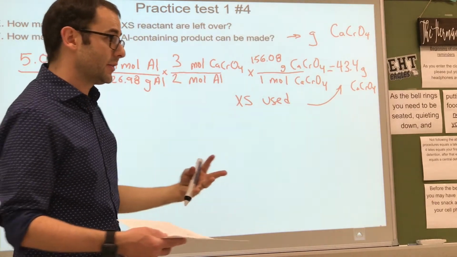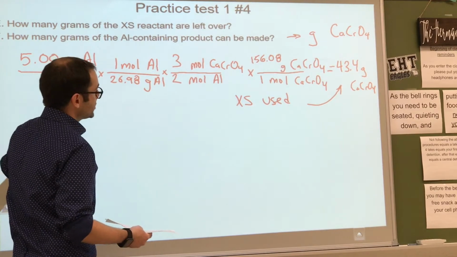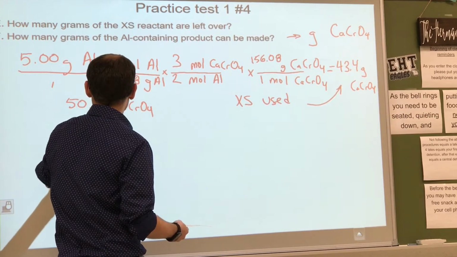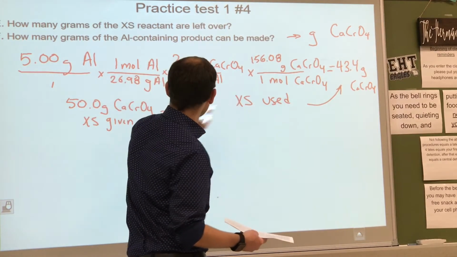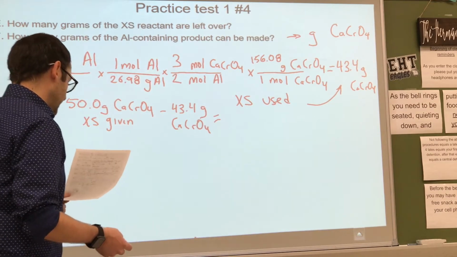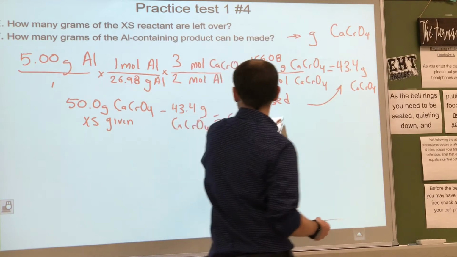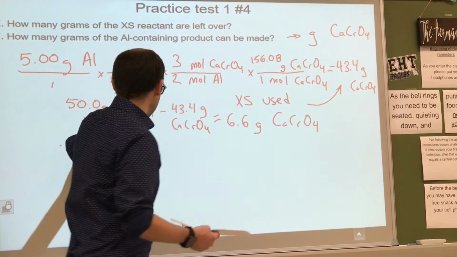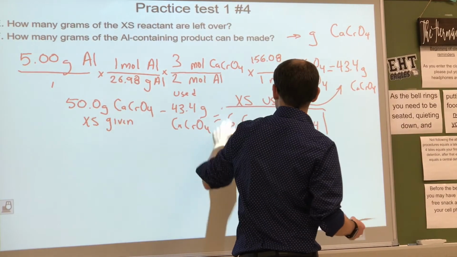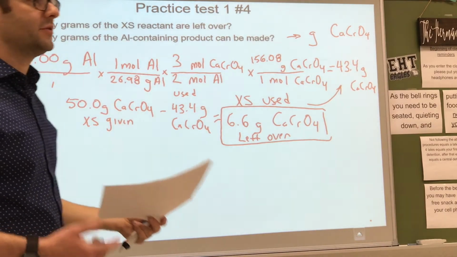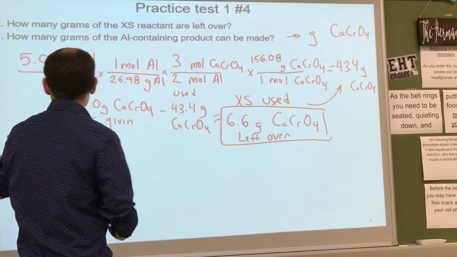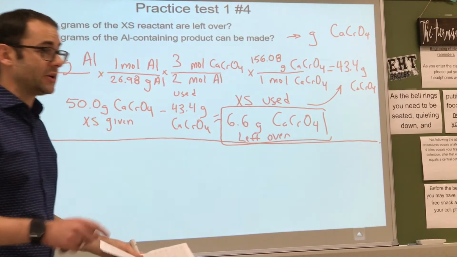How much excess did we start with? 50. Yeah, we started with 50 grams of excess given, minus the excess used, 43.4 grams of CaCrO4. All right, so we subtract them, and then we get 6.6 grams of CaCrO4. If this was given, this was used, this is going to be left over. All right, so 6.6 grams of calcium chromate left over. See how it's similar, but it's slightly different the way that they're wording this stuff. All right, any questions so far?